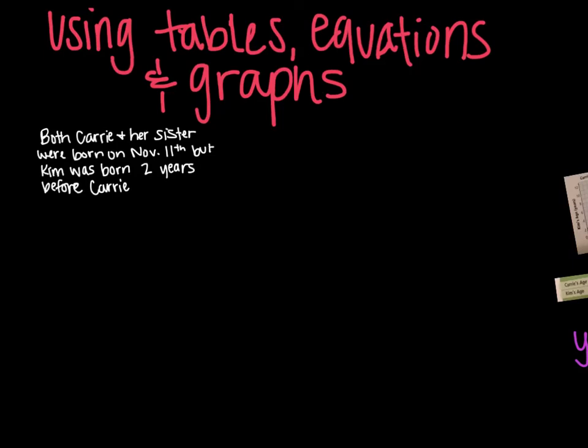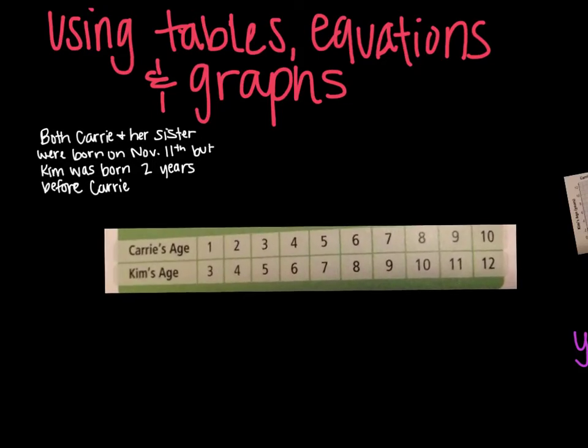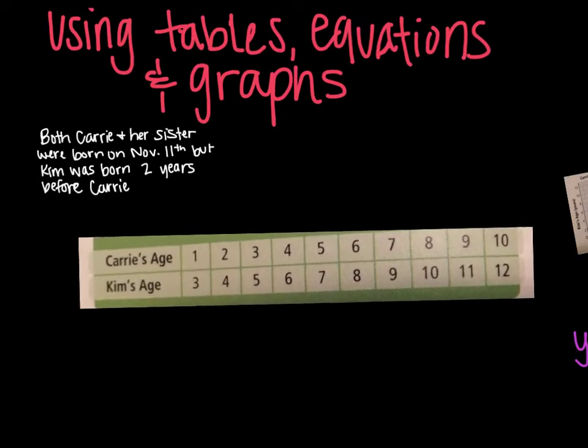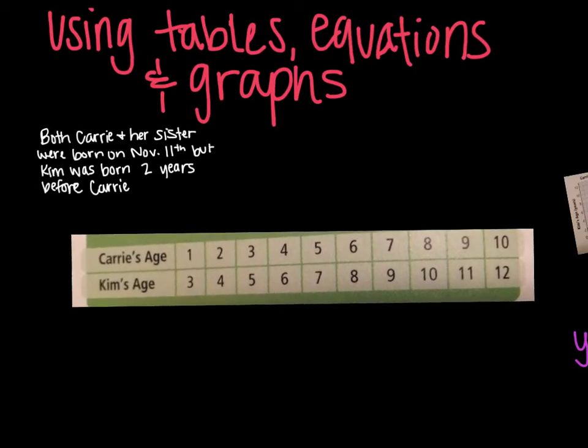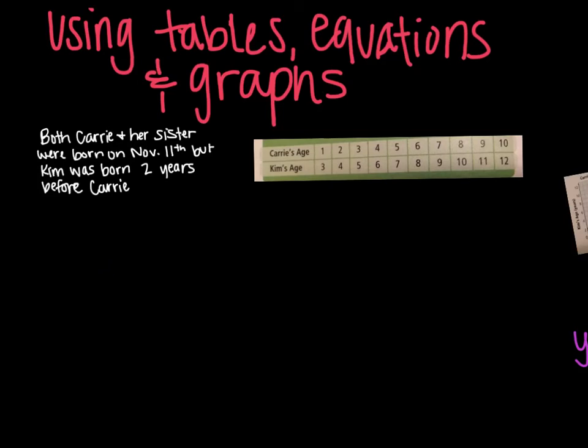The first thing we can do is make a table. And that's pretty self-explanatory. So I have a picture of the table here. So we have Carrie, we have Kim, and we know that Kim is 2 years older than Carrie, and so whatever Carrie's age is, we add 2, and we will get Kim's age. So there's a table for you. It can go across horizontally or it can go across vertically. It doesn't really matter, it's just personal preference.